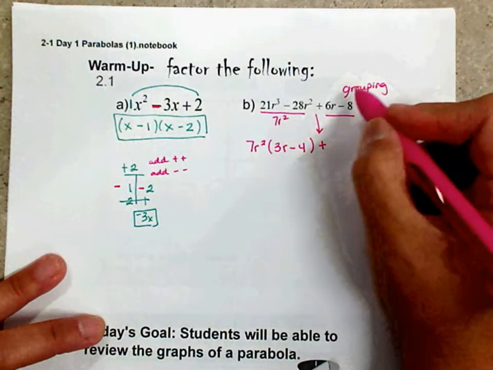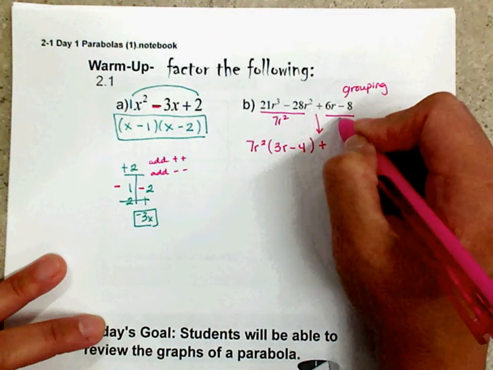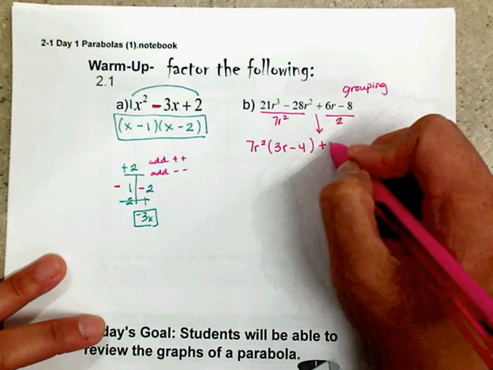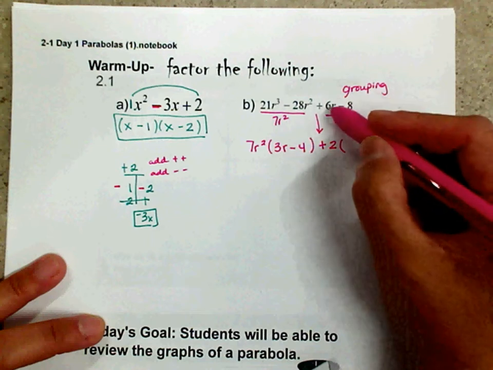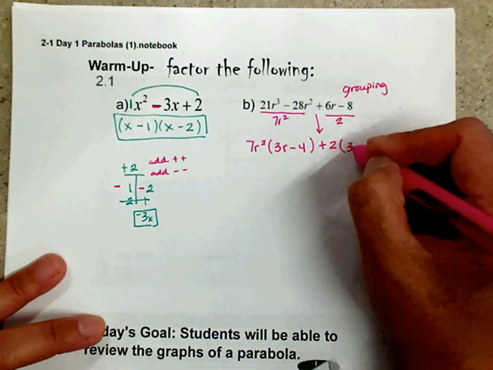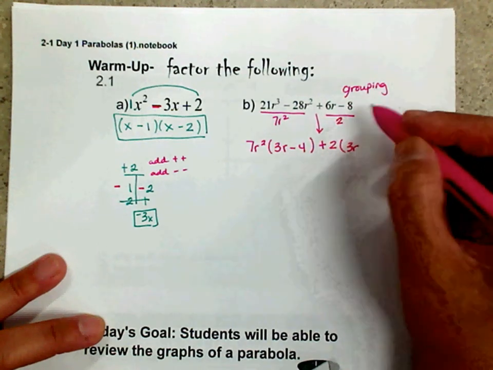Okay? What do these 2 have together? Greatest common factor is a 2. Factor out your 2. When you factor out your 2, this is what you have left. 6r divided by 2 is 3r. Negative 8 divided by 2 is negative 4.